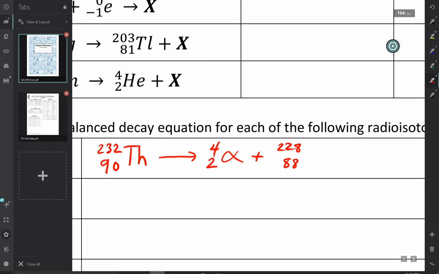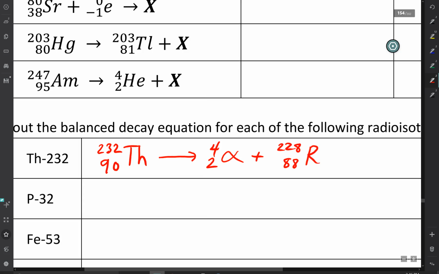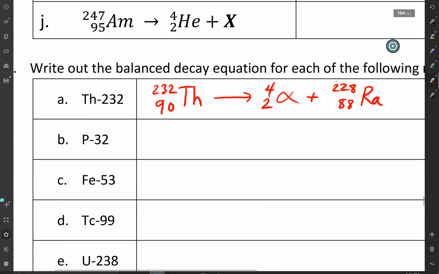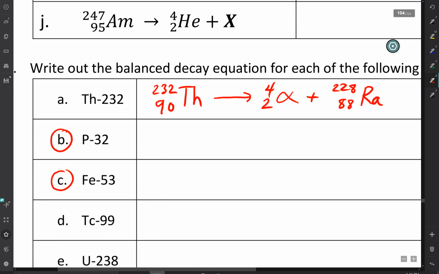We'll go back to that. That's all there is to it. Use Table N to figure out what sort of decay mode your radioisotope in question will undergo, and then balance it, making sure that you got the same atomic number and atomic mass on both sides of the equation. Go ahead and try letters B and C on your own, and I'll get the answers up here in just a moment.